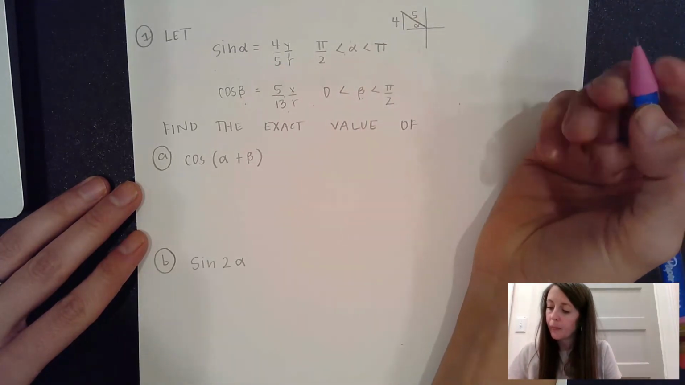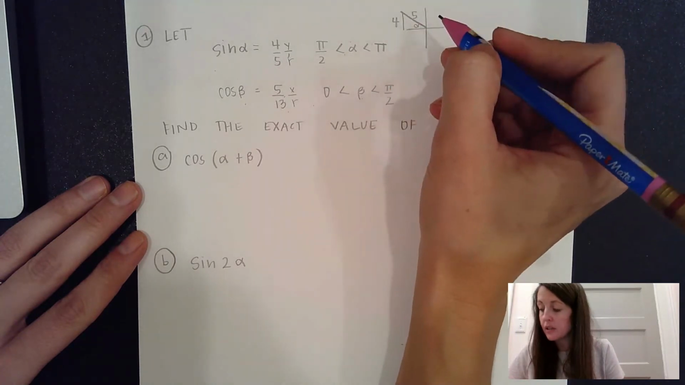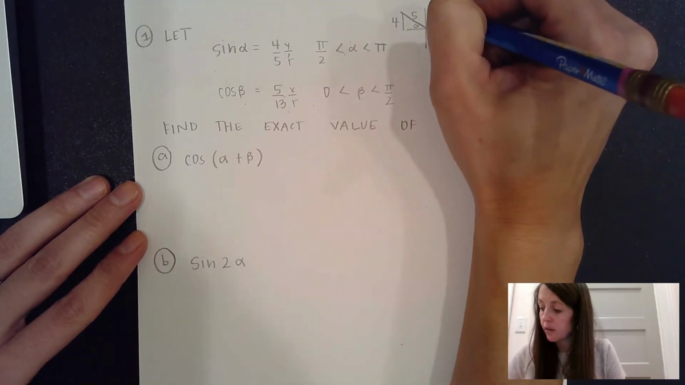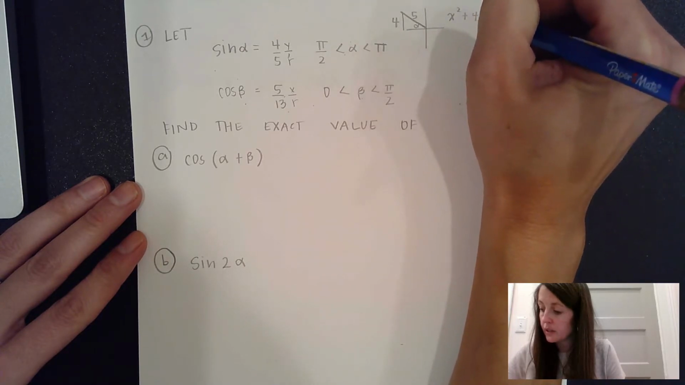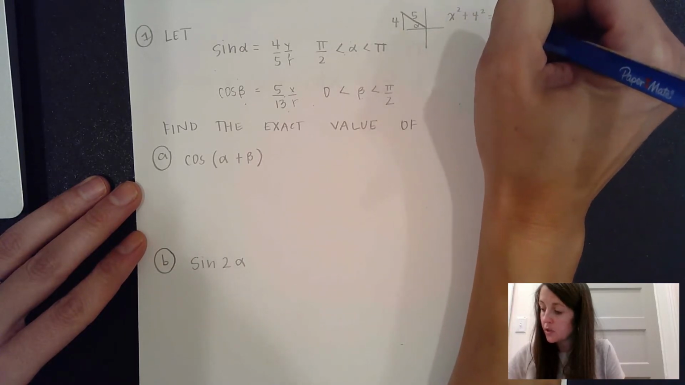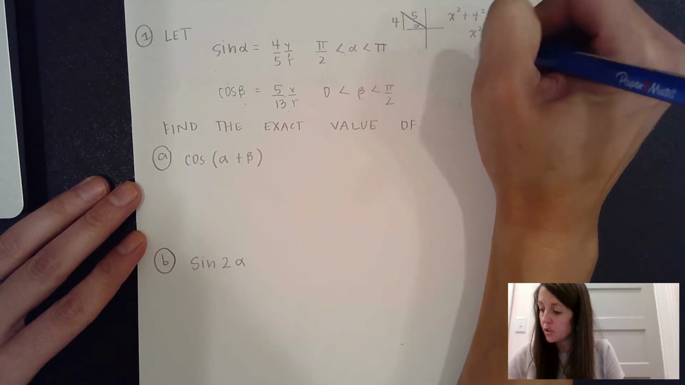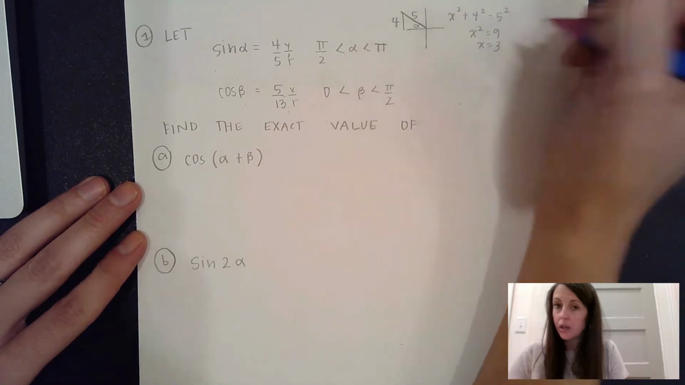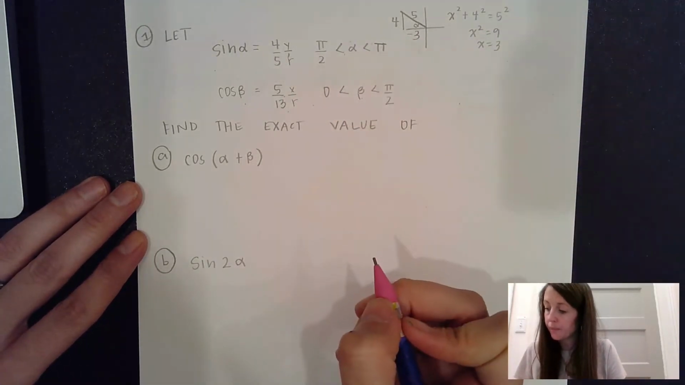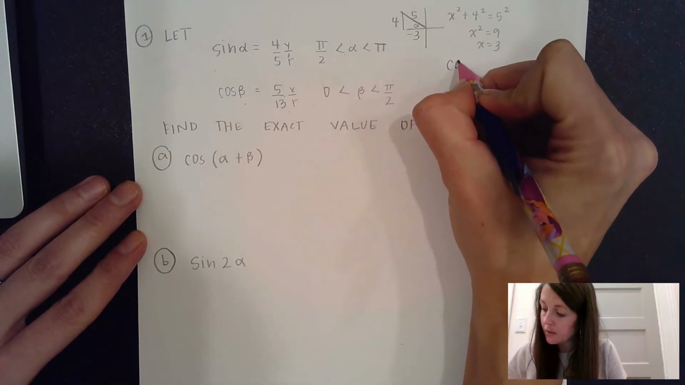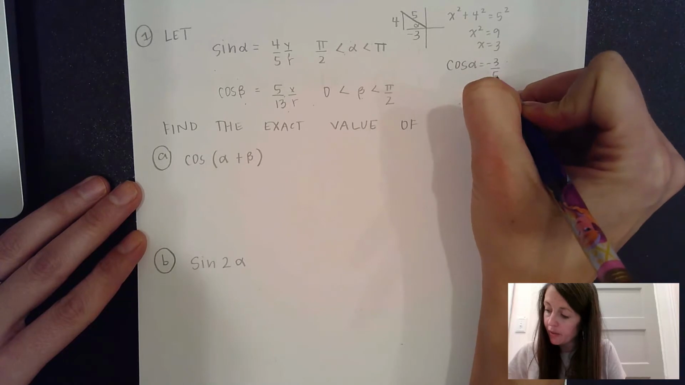So if I needed to find x here, I'd say 25 minus 16, right? So it'd be x squared plus 4 squared is equal to 5 squared. So 25 minus 16, which is 9, so x will be equal to 3, but I'm in the second quadrant, so it's going to be -3. So that means that cosine of alpha is going to be equal to -3 over 5.